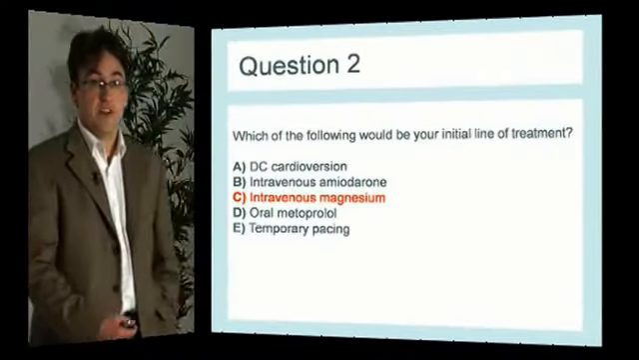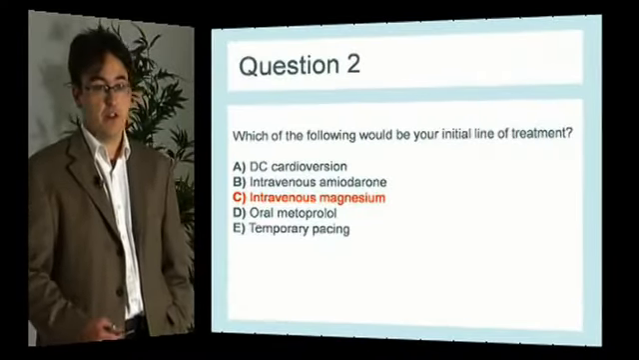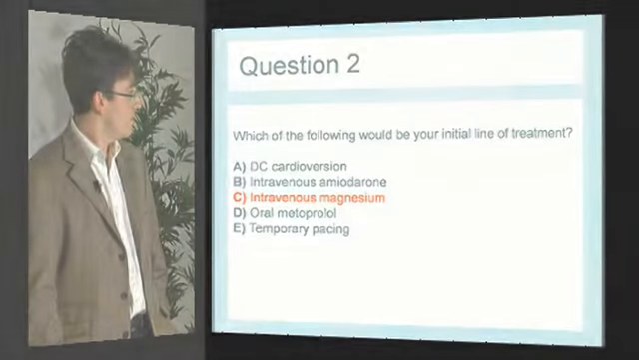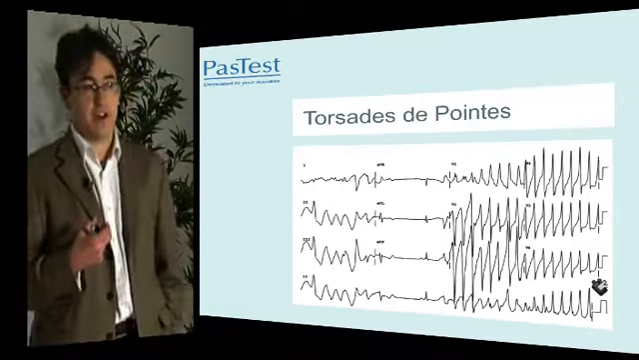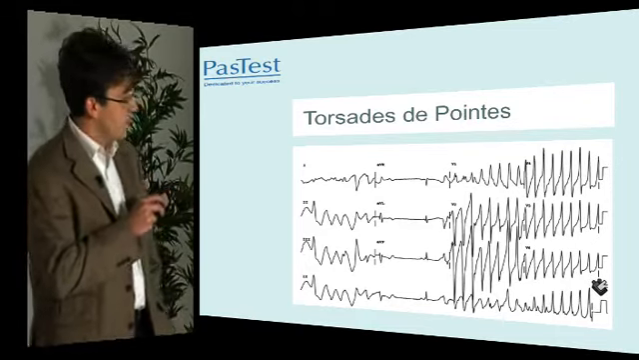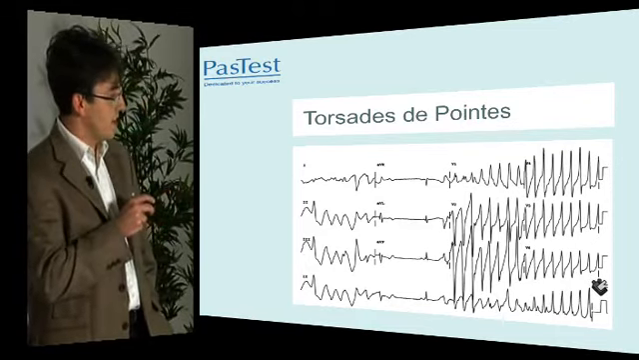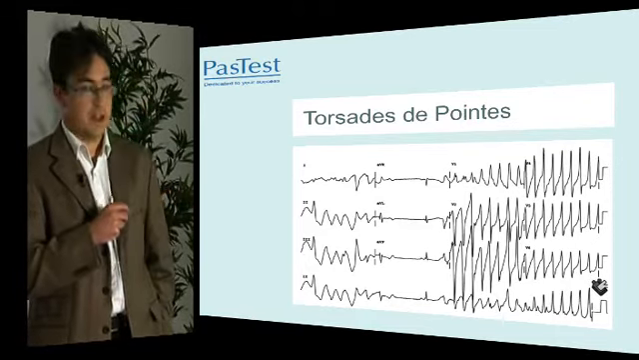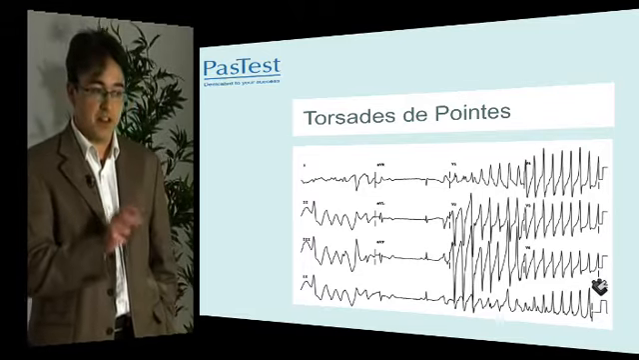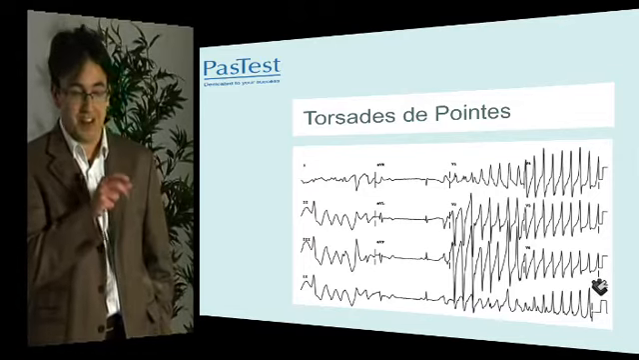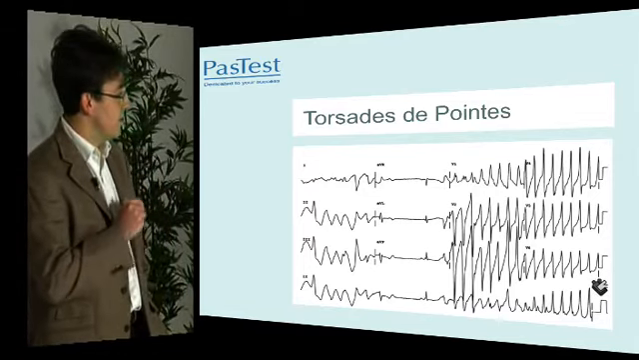If you opted for C, intravenous magnesium, you're correct. Many of you will be familiar with this electrocardiogram. It indeed is a form of ventricular tachycardia, but it's a different form. This is a polymorphic ventricular tachycardia, torsade de pointes. And you can clearly see there are marked differences between this when compared to the more standard ventricular tachycardia morphology we looked at immediately before this.